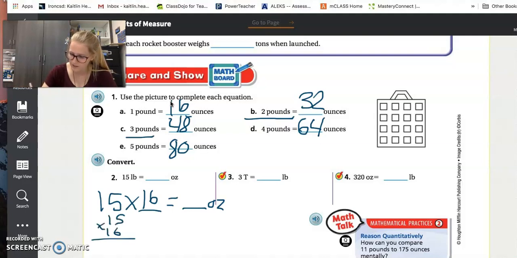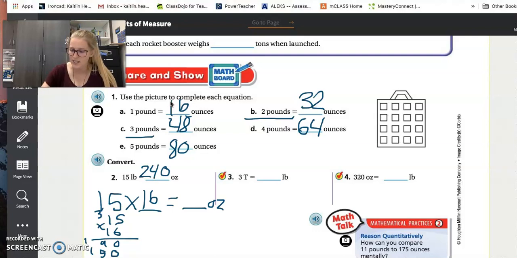I like to do it like this. 6 times 5 is 30. 6 times 1 is 6, plus 3 is 9. Put my placeholder 0. 1 times 5 is 5, and 1 times 1 is 1. Add those two up. I get, I'm going to write it up here, 0, 9, and 5 make 14. Carry the 1. 240 ounces.